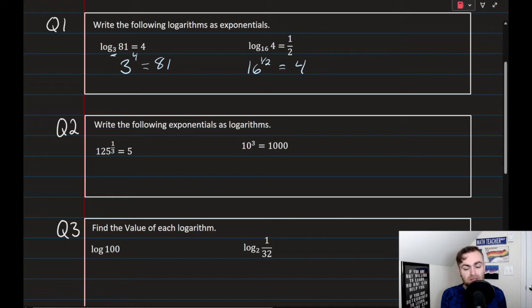If we have an exponential 125 to the 1/3 power is equal to 5, we're going to write the word log. The base of the exponential is the same as the base of the log, so the 125 is going to be the base of the log. We're going to write it as a subscript, so it's going to be small and like one layer down. And then we're going to put the result on the inside. So we'll put the 5 there, and it's equal to the exponent, which is 1/3.